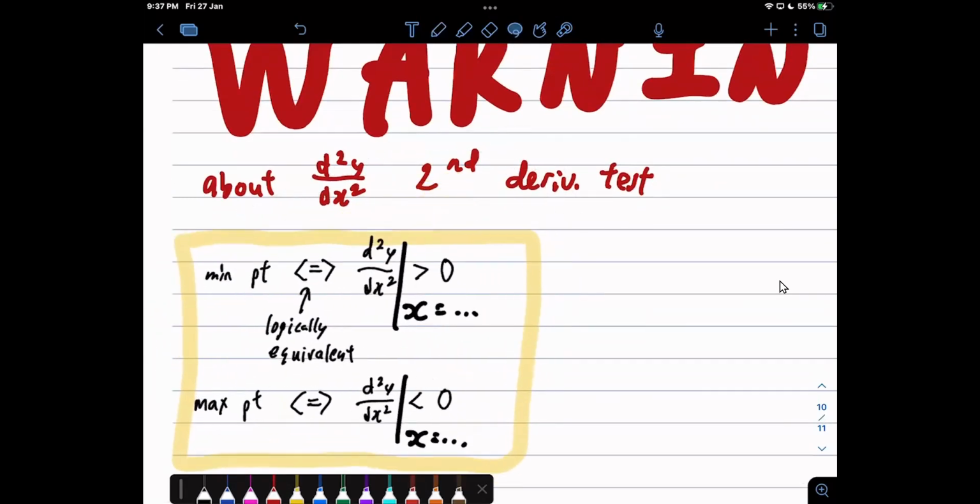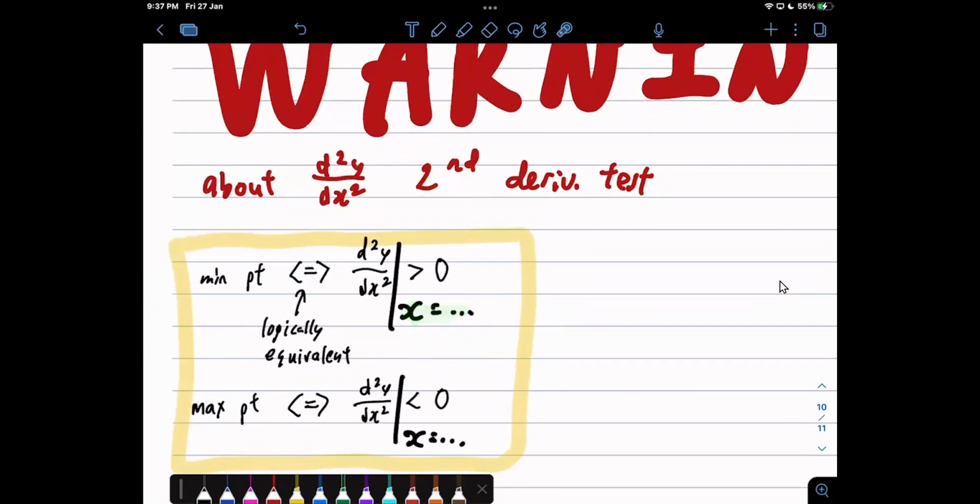The sign of the d2y by dx squared after you sub in the x coordinate of the stationary point. More than 0, you get minimum. Less than 0, you get maximum. Those are the 2 things I told you. What's the missing link in between? A number is more than 3 or less than 3 or exactly equal to 3, right? More than 0, positive. Less than 0, negative. What's the number that's missing? 0 itself. Equal to 0.